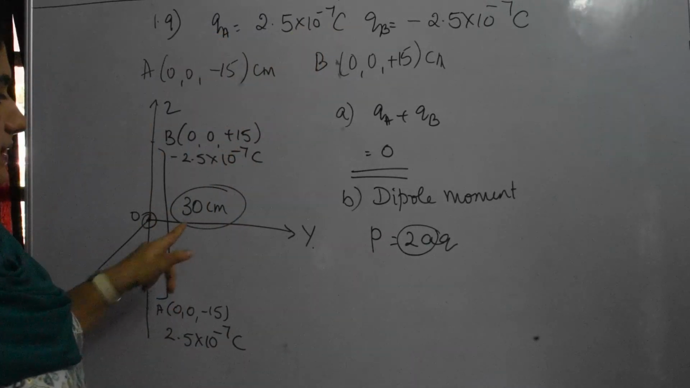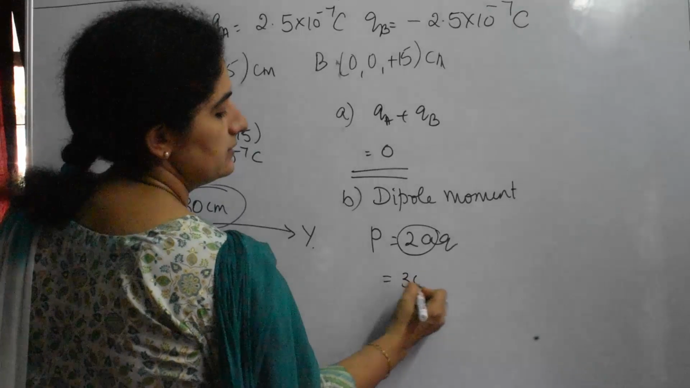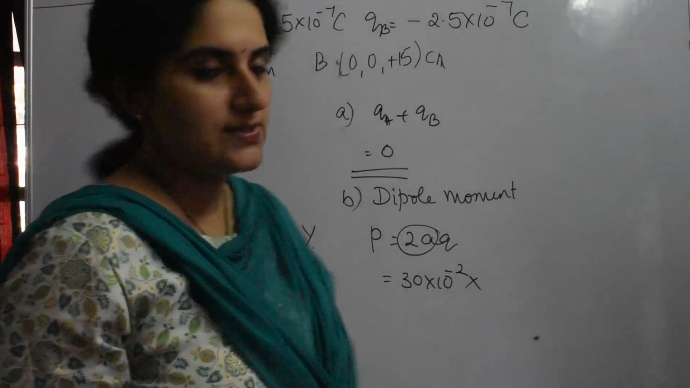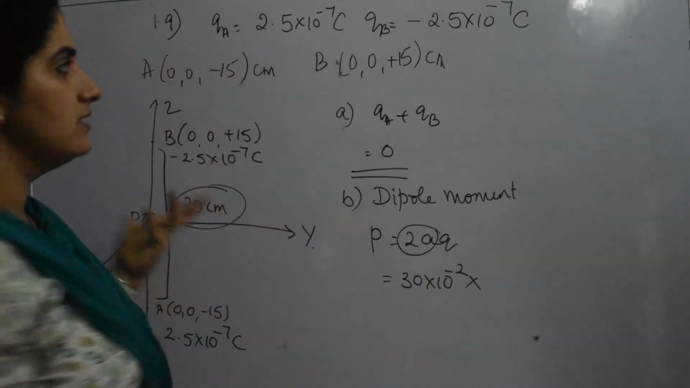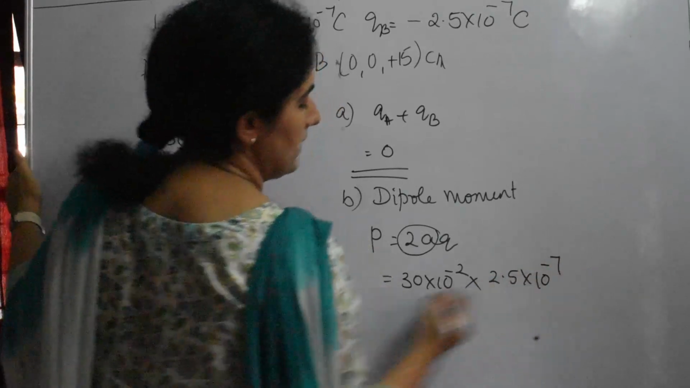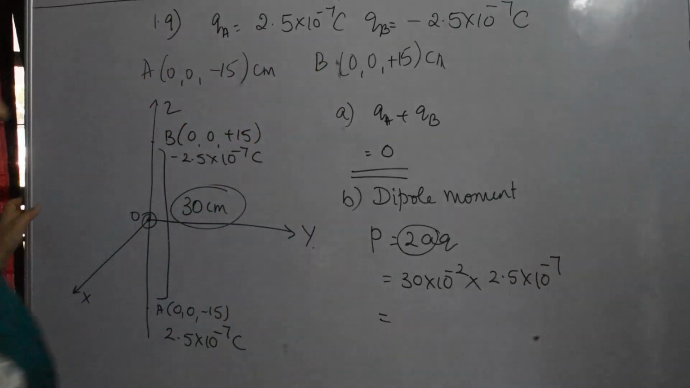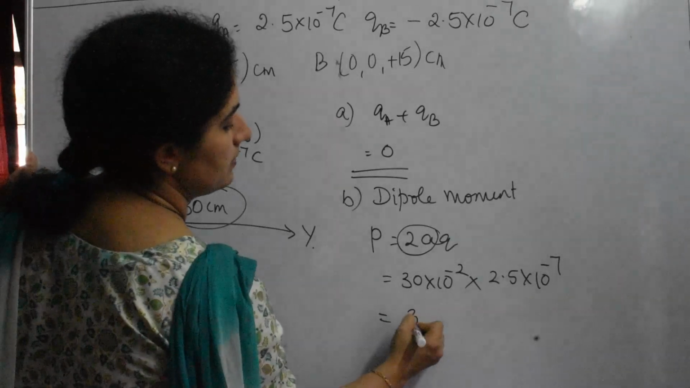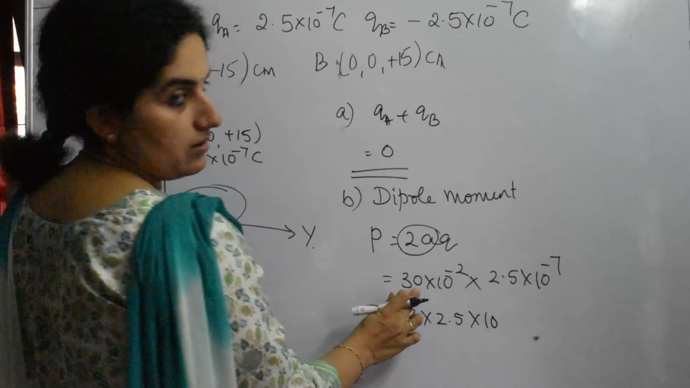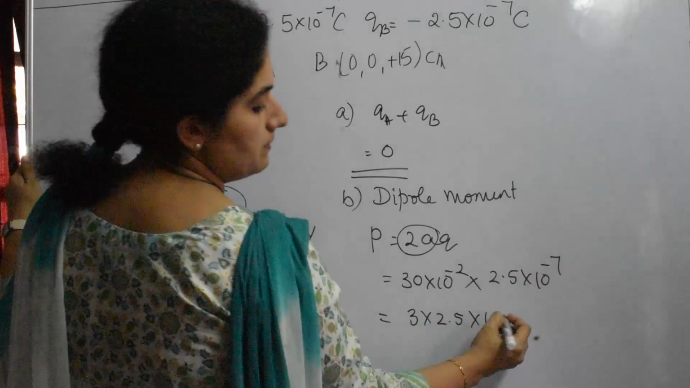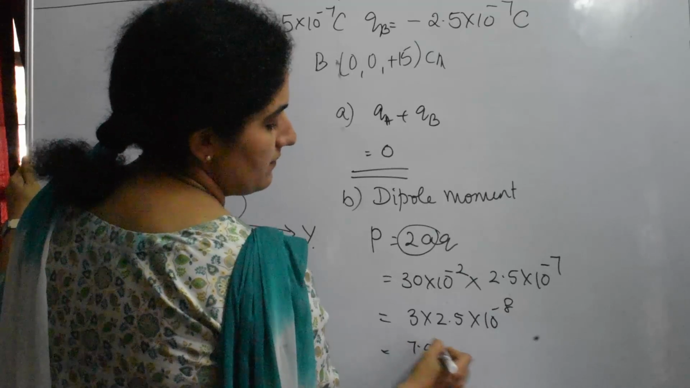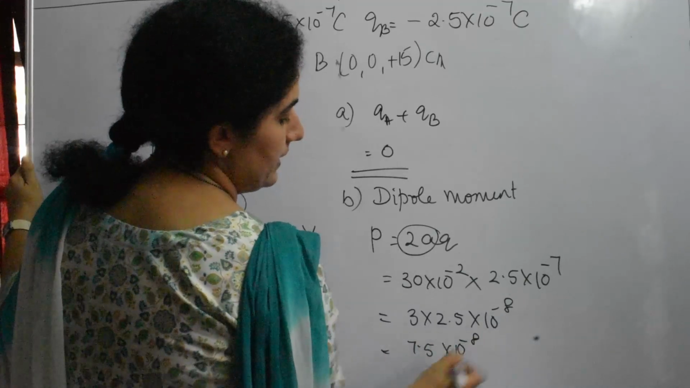You need not find out theta and all, angle, nothing, because it is directly perpendicular in nature. So 2A, that is 30 centimeter, 30 into 10 to the power minus 2 into the product of one of the charges. So no need to take the sign. Just take the magnitude. It is 2.5 into 10 to the power minus 7. So 3 into 2.5 into 10 to the power minus 2 and minus 1, minus 1 and minus 7, so minus 8. Correct? 7.5 into 10 to the power minus 8.